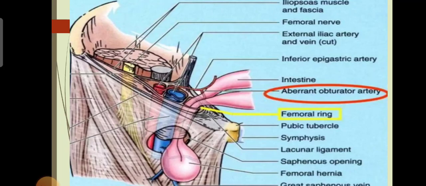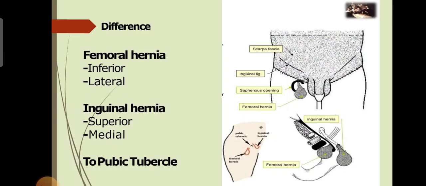So this is the aberrant obturator artery, which is sometimes a branch of the inferior epigastric artery. This must be cautiously observed during the hernial sac repair because it is lying just behind the hernial sac. So the difference between the femoral hernia and the inguinal hernia is that the femoral hernia lies inferolateral to the pubic tubercle, while the inguinal hernia lies superomedial to the pubic tubercle.